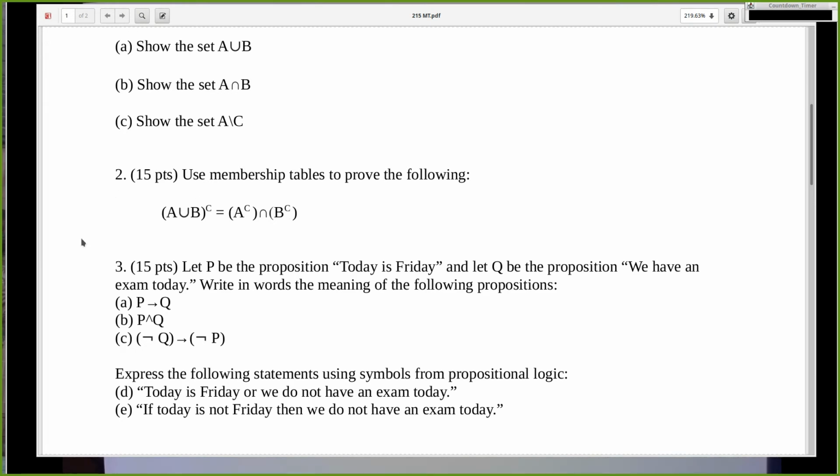So make a column for A, make a column for B, make a column for their union, make a column for the complement of that column. That shows you what the left side's equal to in all cases. Now make a column for A complement, make a column for B complement, make a column for the intersection of those. And now observe that the things in that column are exactly the same as what you wrote in this column, regardless of whether the element in question belongs to A or B, or both or neither. And once you've observed that, you've proven that this set and this set are the same.